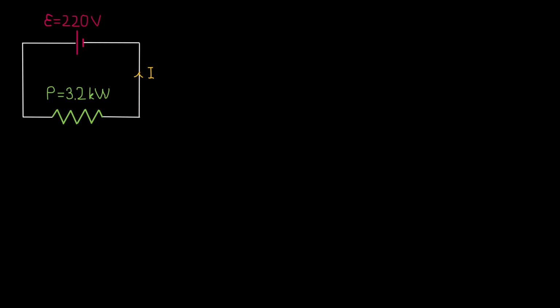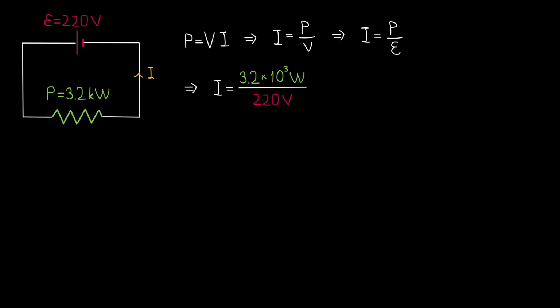An electric dryer has a heating element that is rated at 3.2 kilowatts when it's connected to a 220 volt line. The first thing we'd like to calculate is the current in the heating element of the electric dryer. We use the power formula. Power is equal to voltage times current for the heating element, for the resistance, or the resistor, sorry. And we solve for current. Current is equal to power divided by voltage.